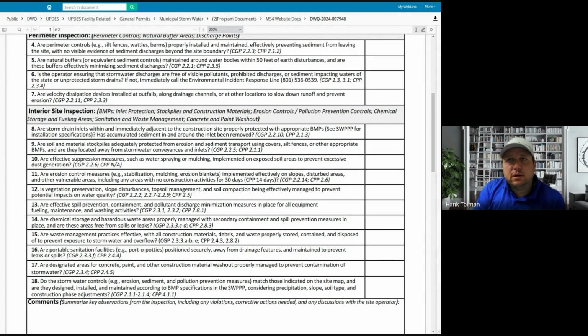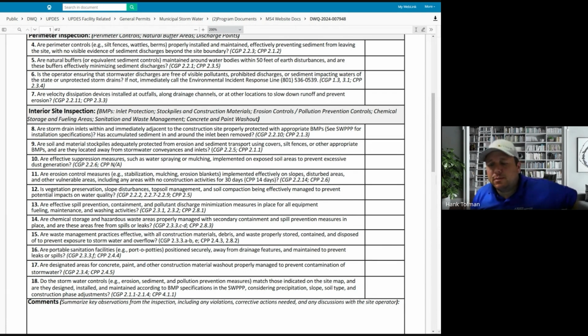Now, if a stockpile is inside of a perimeter control and any stormwater runoff of that sediment is just going to take it to another place within the construction site, then you typically don't need a second protection around it. But if there's a stockpile that is located outside of the perimeter controls, it needs its own perimeter control around that stockpile.